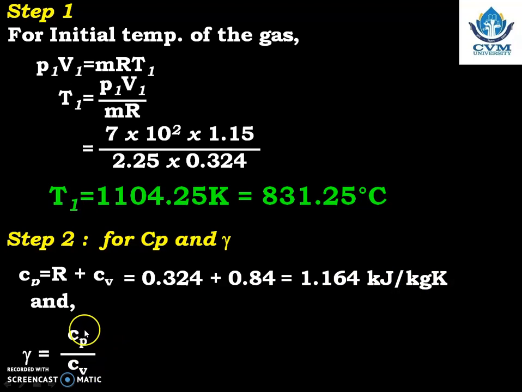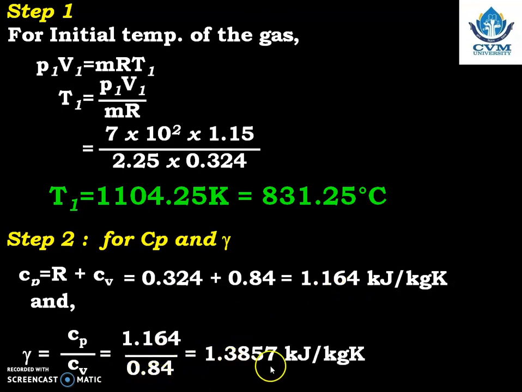And how to calculate the gamma? Yes, gamma is equal to Cp divided by Cv. And due to that, it is 1.164 divided by 0.84. So gamma is equal to 1.3857. That is step number 2.